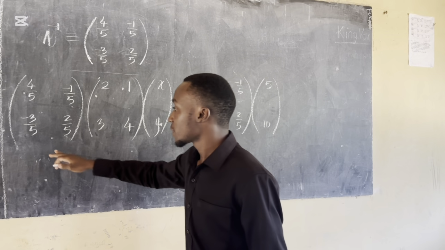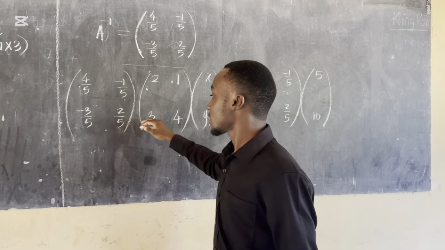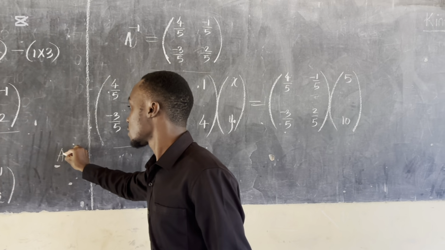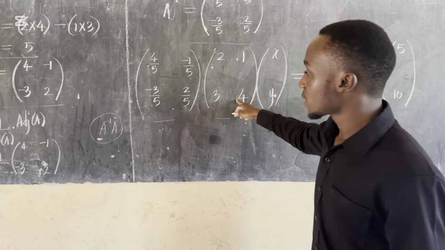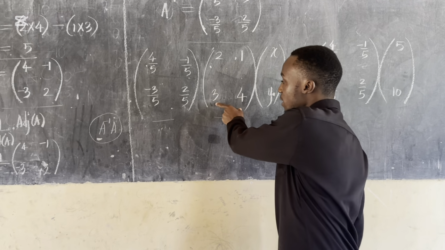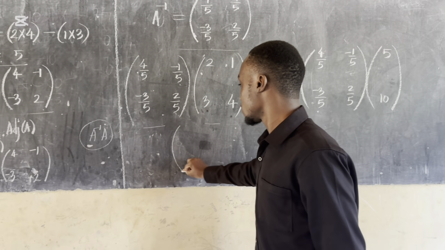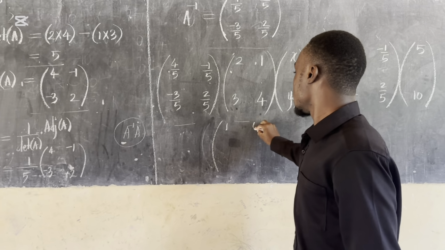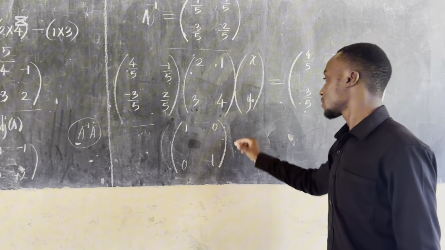Given that this is the product of a matrix with its inverse, this was what we call matrix A, and this is its inverse. This should give us an identity matrix. So we should get a matrix in this form, which we normally call an identity matrix.